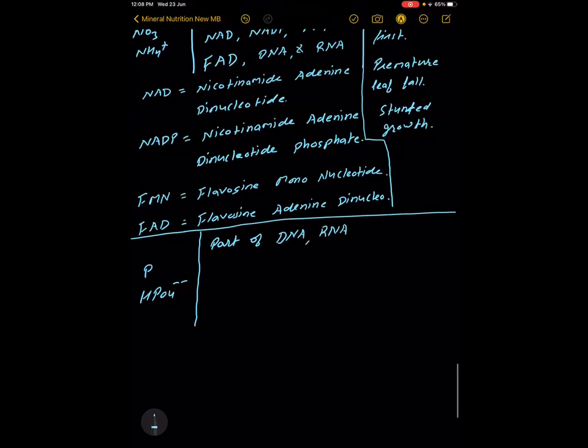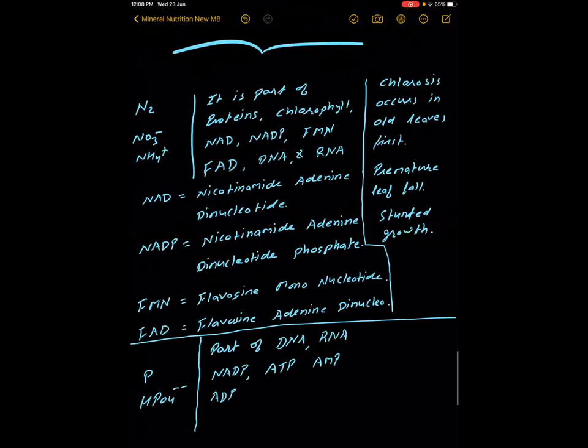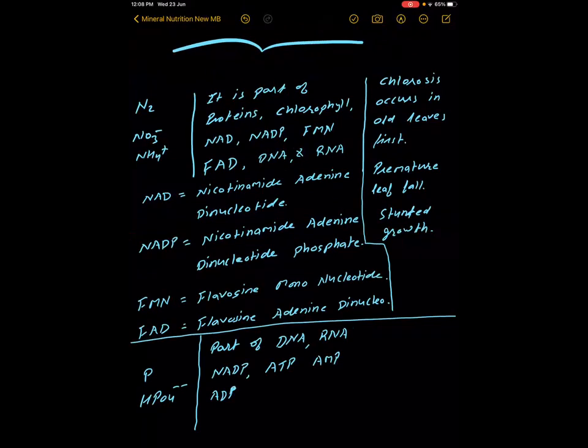It is part of NADP, because nicotinamide adenine dinucleotide phosphate has phosphate at the end. Similarly, ATP, adenosine triphosphate, adenosine monophosphate, adenosine diphosphate. All these substances have that component, phosphate.